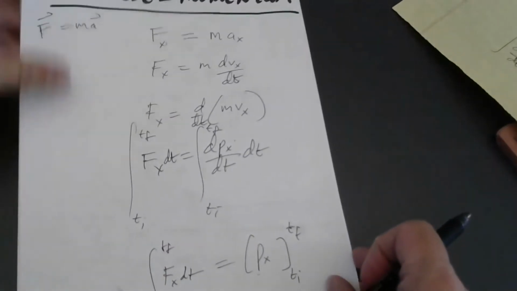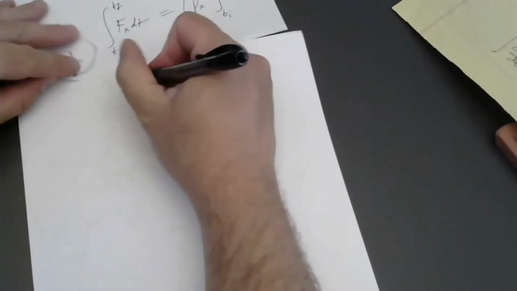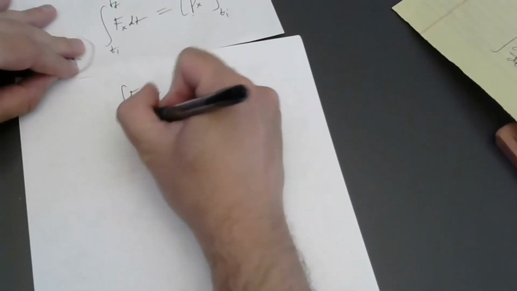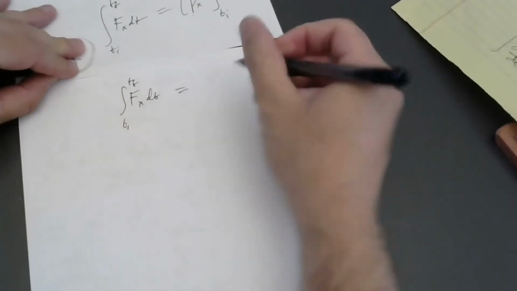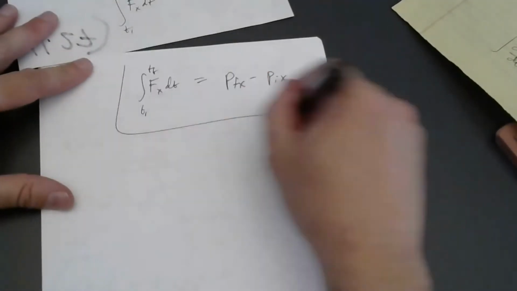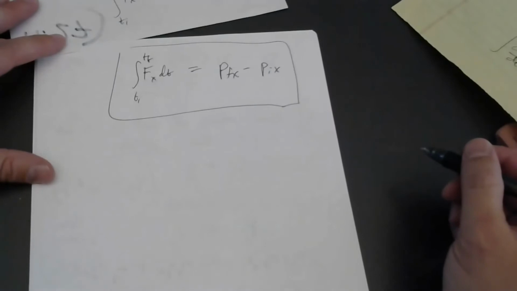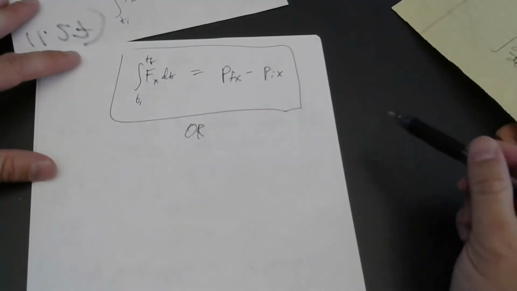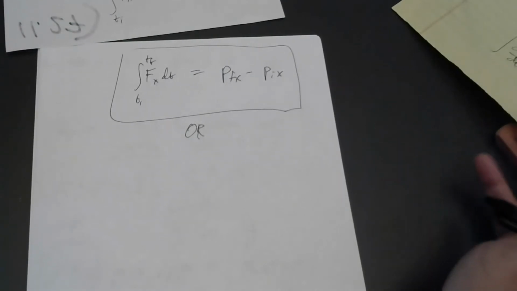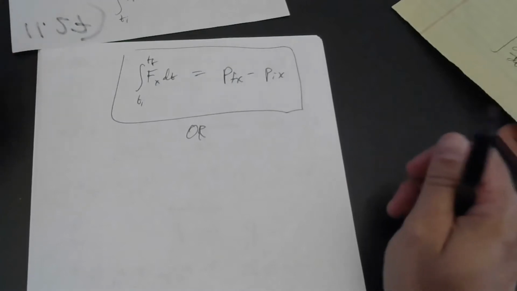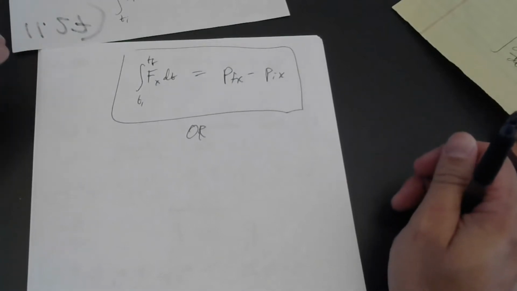So let's rewrite that one more time. Integral of force with respect to time would be p final x minus p initial x. And I'm going to put a big box around that because that's really the result that we were working towards. Again, I've said it many times in the last dozen videos or so, there's no new physics here. This is F equals ma after it's been integrated with respect to time.